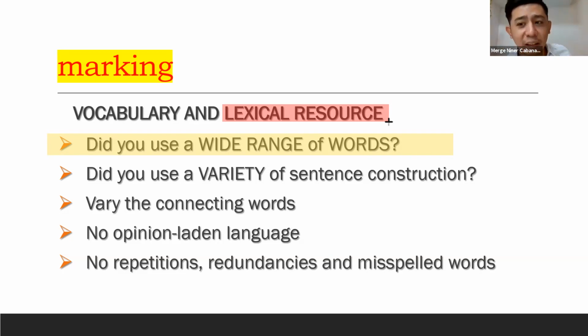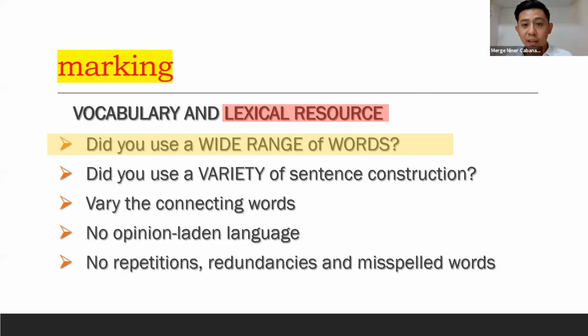So why are you going to use situated and located at the same time? Situated and located mean the same thing. So you don't have to repeat the meaning of the word you've already stated. It will not give you a high band score in lexical resource. It will actually give you deductions, and we don't want any more of that. Did you use a variety or a wide range of sentence structures?